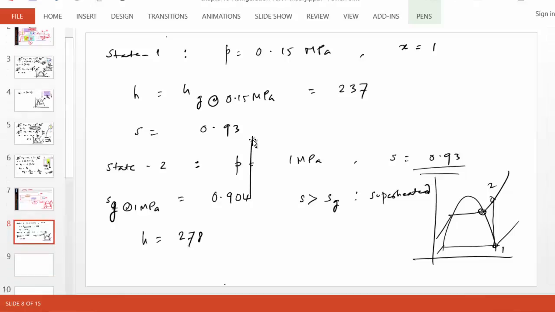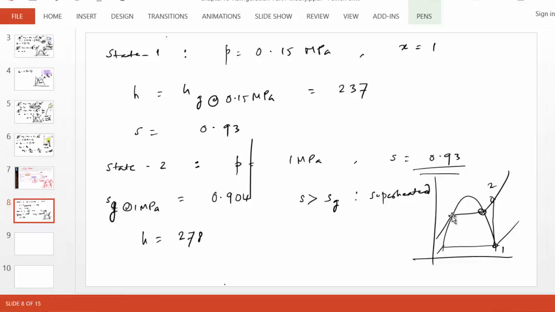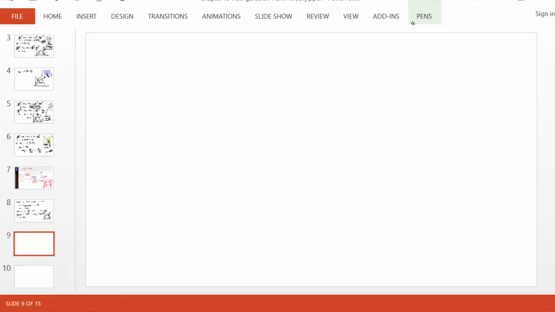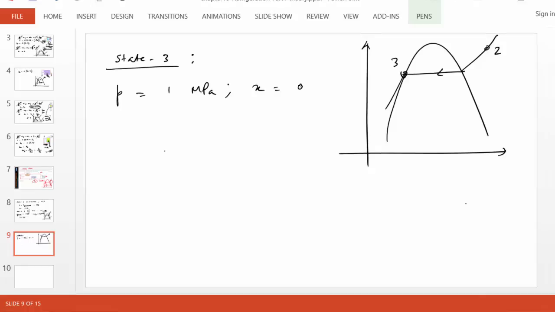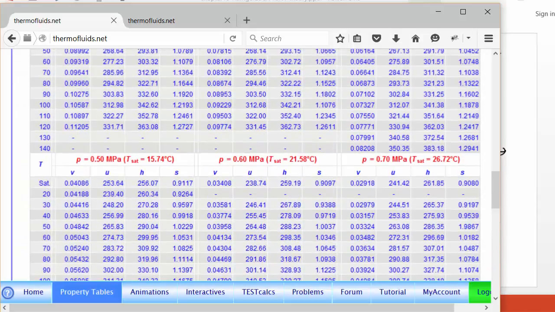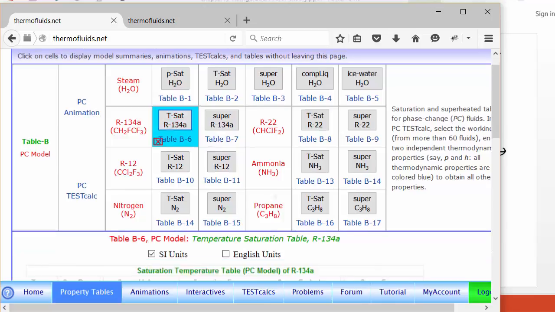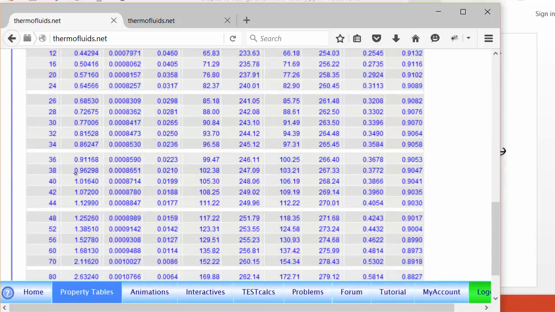All that is left is, there are 2 more states left. So let's go and calculate state 3 now. State 3 is simple, straightforward, because we know it is saturated liquid. So the pressure is the same, 1 MPa, and quality would be 0. So it's quite straightforward. We go to the saturation table this time again and try to locate the 1 MPa line, somewhere between these two lines, as you can see. So enthalpy h becomes about 268, almost 268.